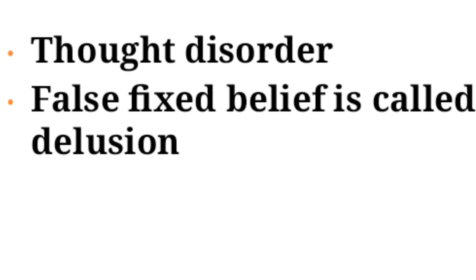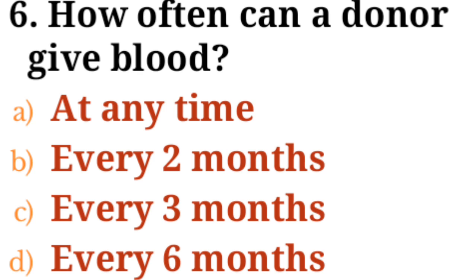Delusion is a kind of thought disorder which is characterized by an unshakable false belief in spite of obvious proof that it is false or irrational. It is a false fixed belief. It is called delusion.